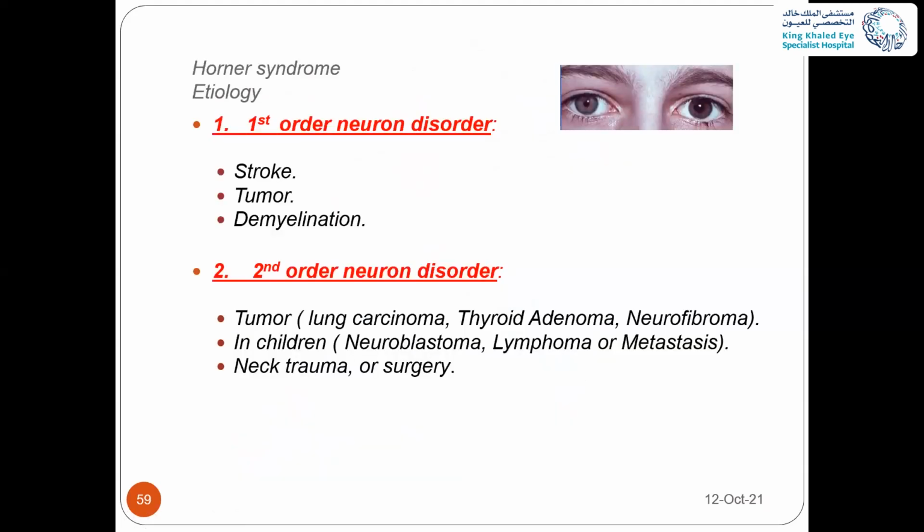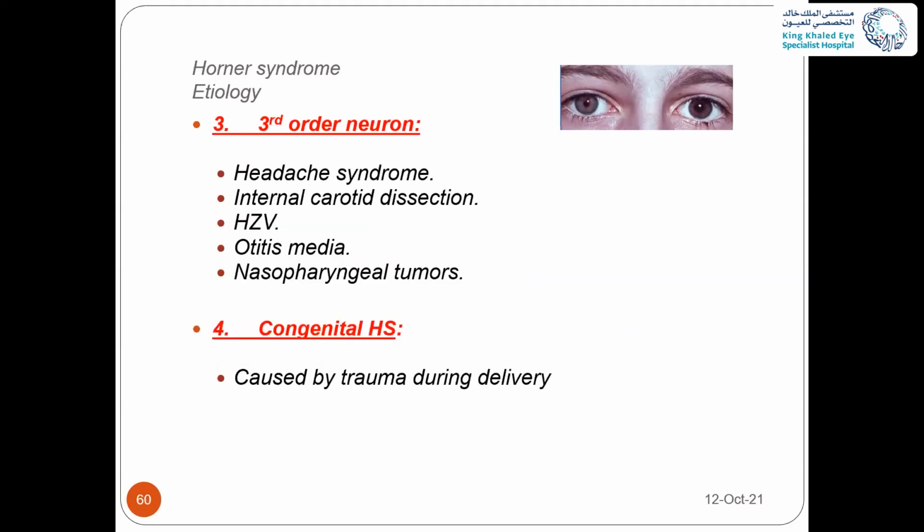So the first order neuron differential diagnosis: we might have stroke, tumor, demyelination. Second order, we might have tumor, lung cancer, thyroid disease, in the children neuroblastoma, lymphoma, metastasis, neck trauma, or previous surgery. Third order is headache syndrome, internal carotid dissection, herpes zoster, complication of otitis media, nasopharyngeal trauma, congenital might be with trauma during delivery. So a lot of differential diagnosis.